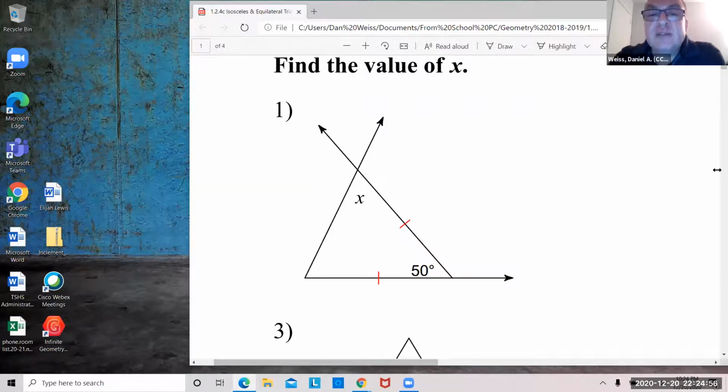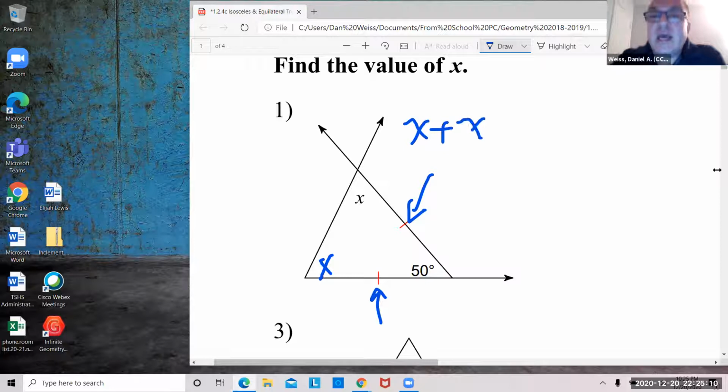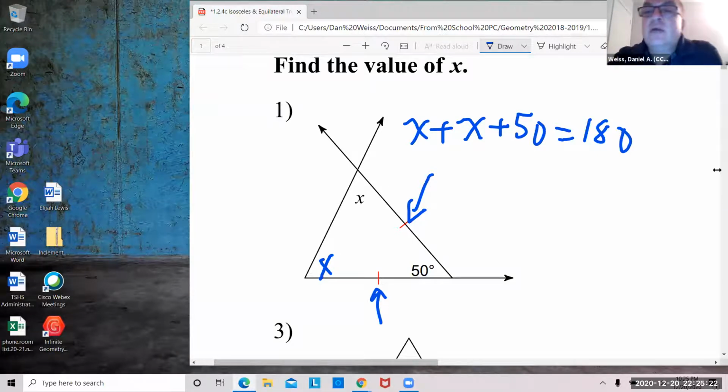Isosceles triangles. Over here, this guy is equal to this guy. So if this is x, this is x. x plus 50 equals 180. Solve for x.